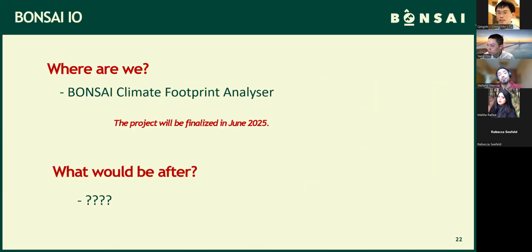Right now, we are creating a demo version of Bonsai.io.